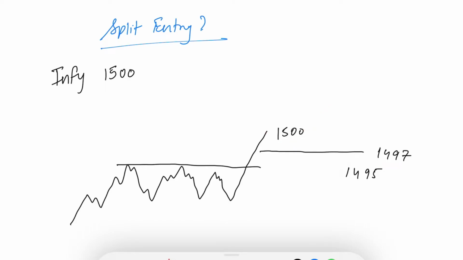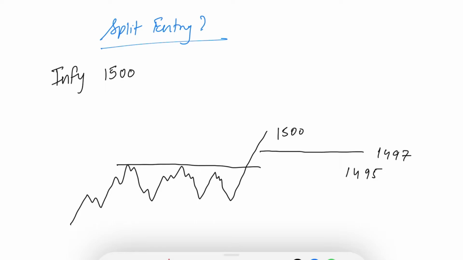Now this is how split entry works. This is just an example in terms of breakout, but split entry works in pullbacks, in retracements, in breakouts, everywhere. So basically you take split entries to avoid missing out on a good setup trade. That is the reason you go with split entries in the first place.